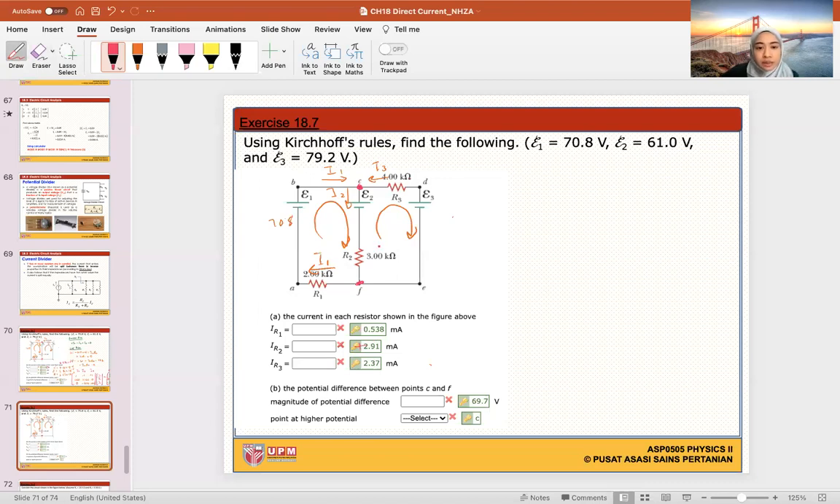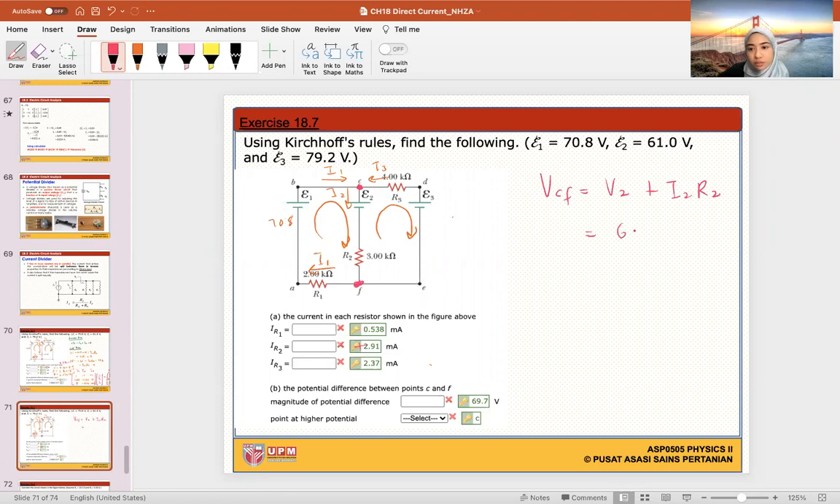So I2 is flowing down and we have the positive battery here, 61 volts. And then we have I2 flowing in R2. So whatever the voltage is here will be the potential difference between point C and F. So between C and F, the first voltage I see is V2, which is 61 volts. And then I will add it with I2 R2. So this is the equation.